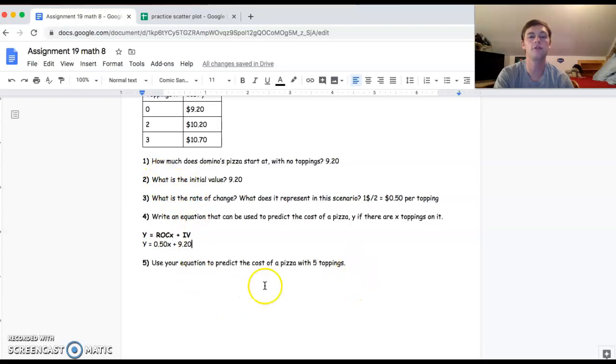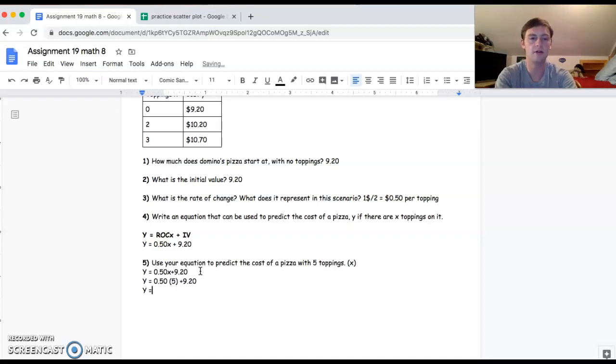Alright, last one here. Use your equation to predict the cost of a pizza with 5 toppings. We can do y equals 0.50x plus 9.20. Why did I write that? Well, it says use your equation. So let's use this. Then it says 5 toppings, so 5 toppings, that's your x. So I'm going to plug 5 in for x right there. So that's going to be y equals 0.50 times 5 plus 9.20.